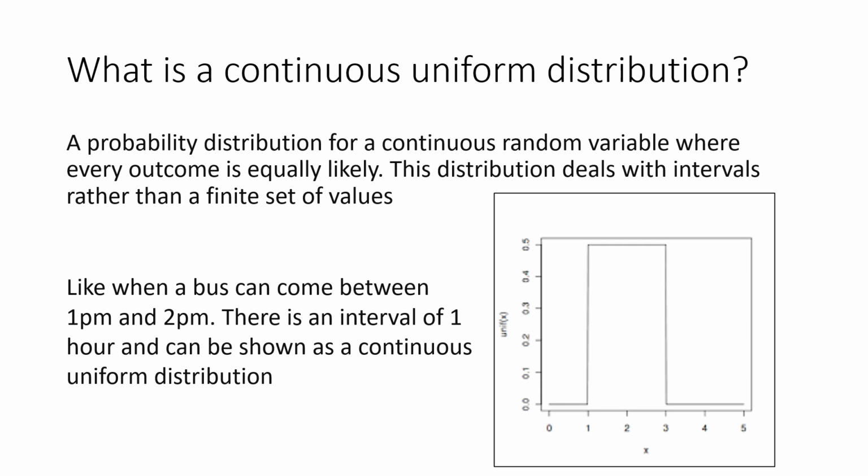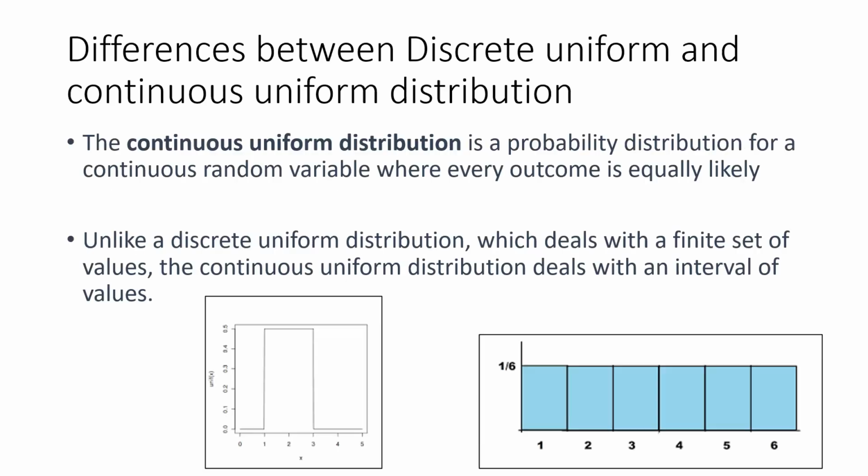So what is a continuous uniform distribution? It's a probability distribution for a continuous random variable where every outcome is equally likely. So this distribution deals with intervals rather than finite set values. Like when a bus is said to come between 1 and 2 p.m., it can come any time between that range. So that would be shown as a continuous uniform distribution.